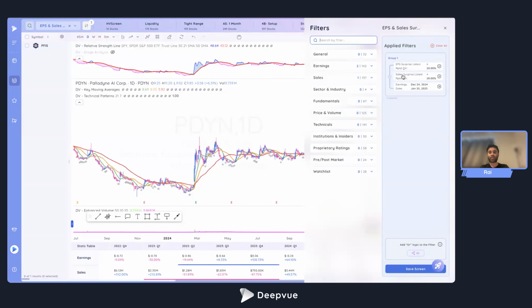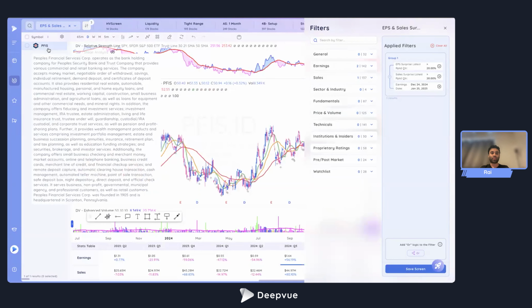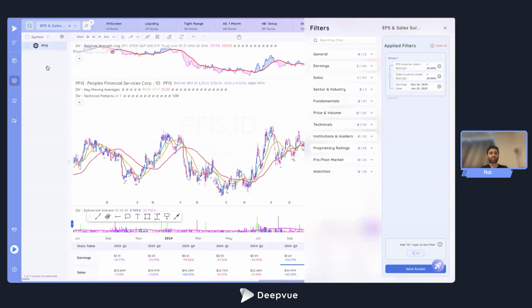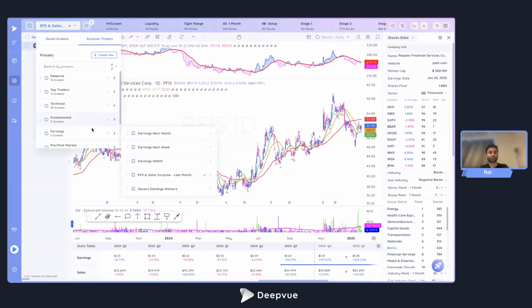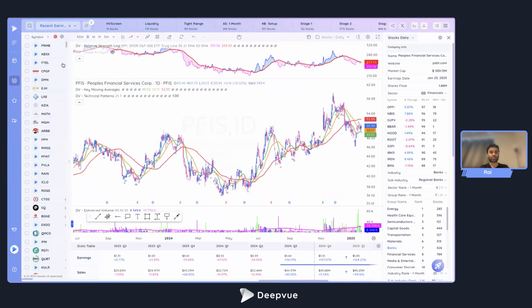And then thereafter, it's your job to go company by company to make a decision on if it's a huge surprise, if it's something you want to track, or it had a high volume event, which I'll cover in a few here. Then it becomes a candidate for me to go track and put on my watch list. So tracking earnings surprises and sales surprises, there's a preset for that under our earnings folder as well. So we also have recent earnings winners.